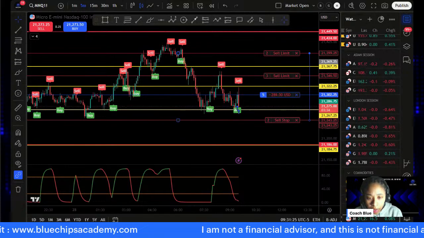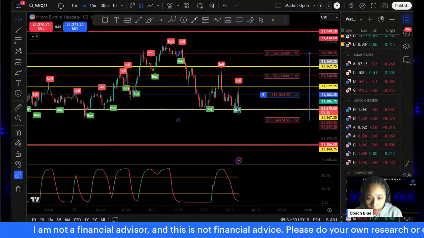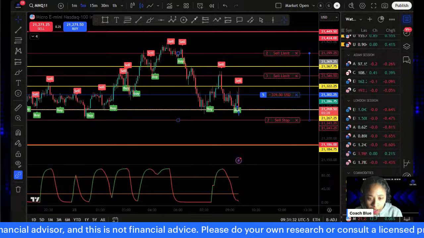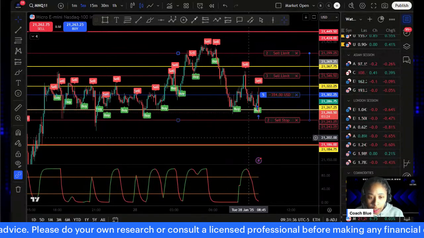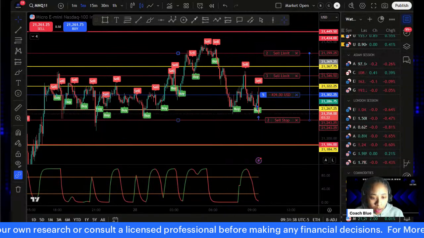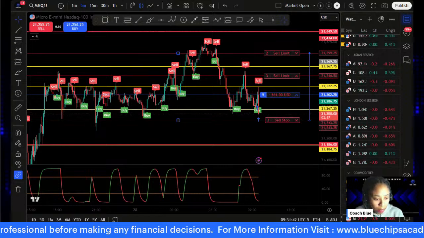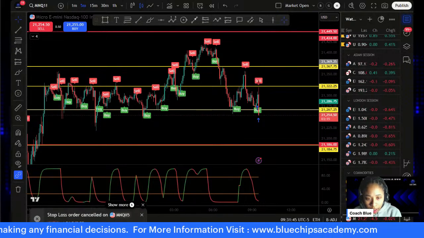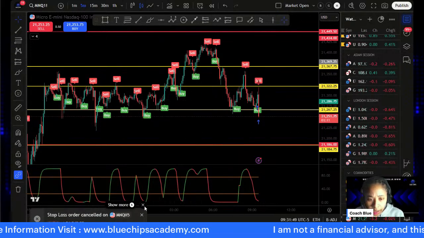Okay, we getting some pushback here. Let's see if our level holds. It might break through. So we have a stop loss at 21,243. Might be getting stopped out here though. The sellers are coming in. Yep, just got stopped out.